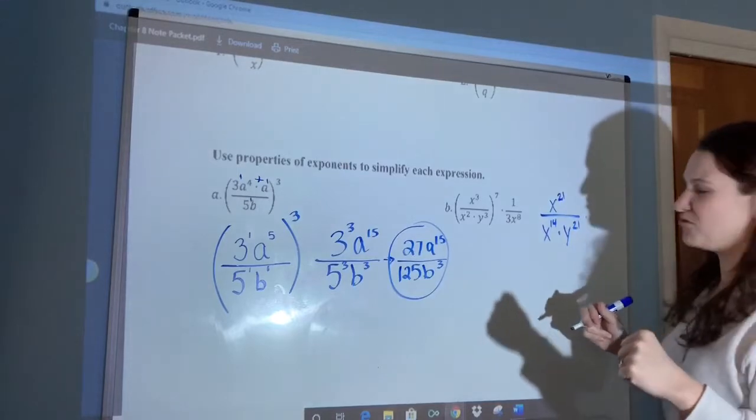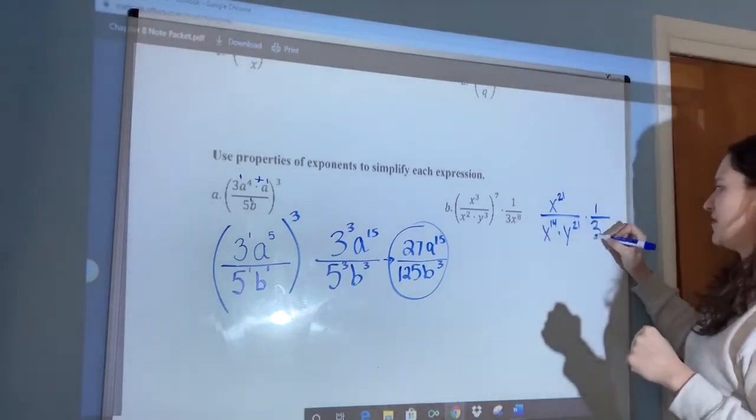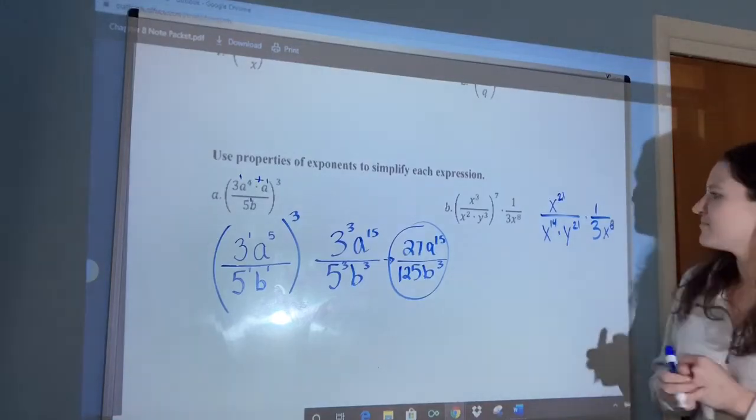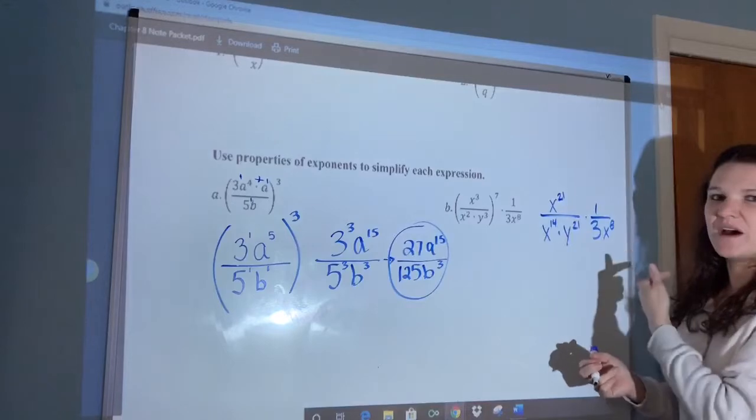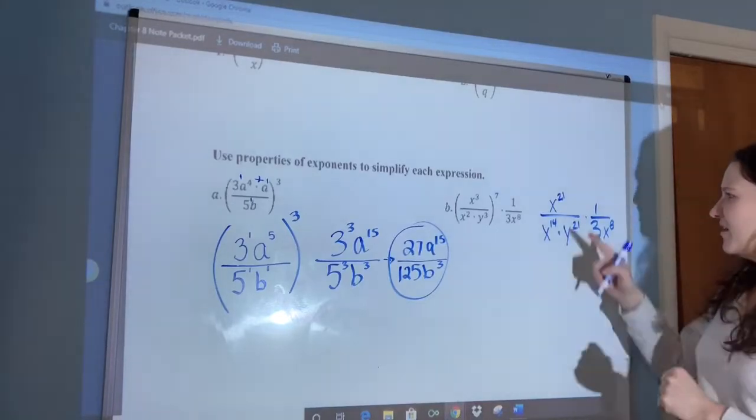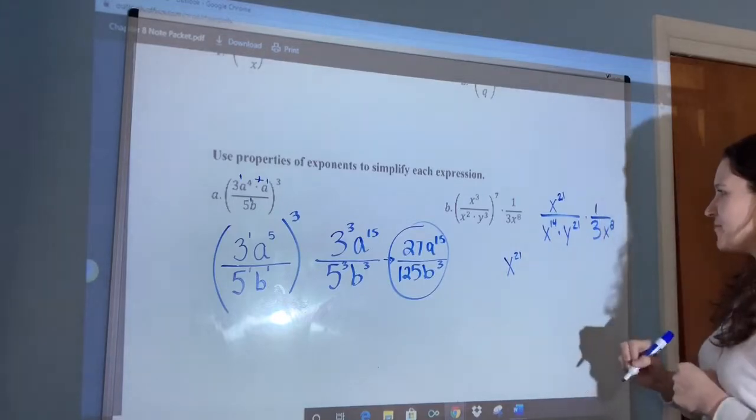Those parentheses are now dropped, so I'm going to bring this over. 1 over 3x to the 8. All right, so far so good. I'm going to multiply across the top and the bottom, and then I'll simplify from there. So anything times 1 is itself, so I have x to the 21st power.